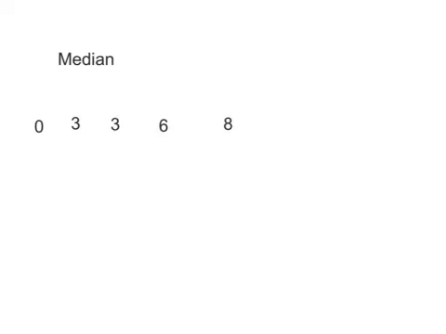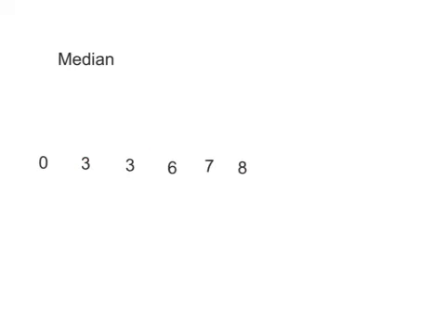Once they are in order, then I'm going to take my pencil and start crossing out. I start with the lowest, then I do the highest. Then I do the next lowest and the next highest. The one I'm left with is my middle number, or my median.